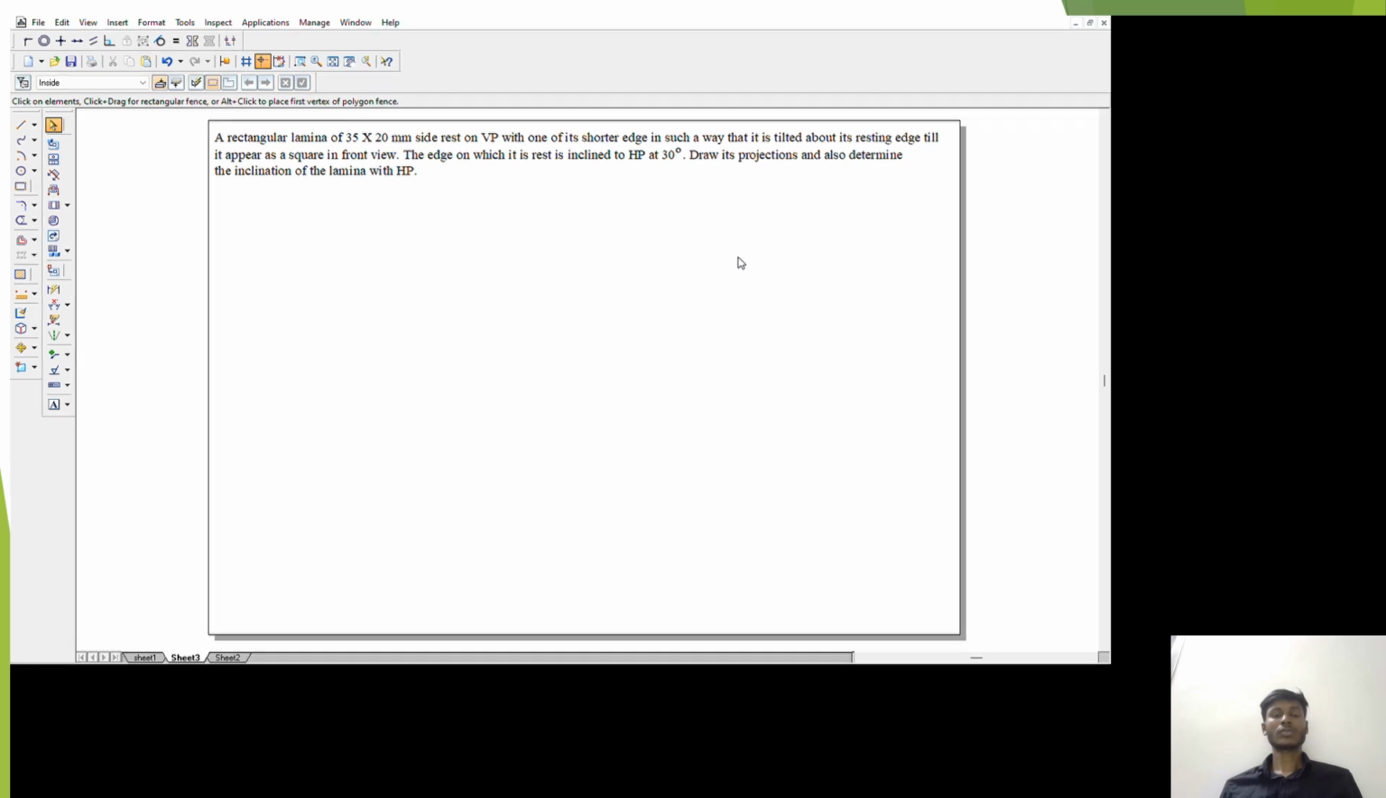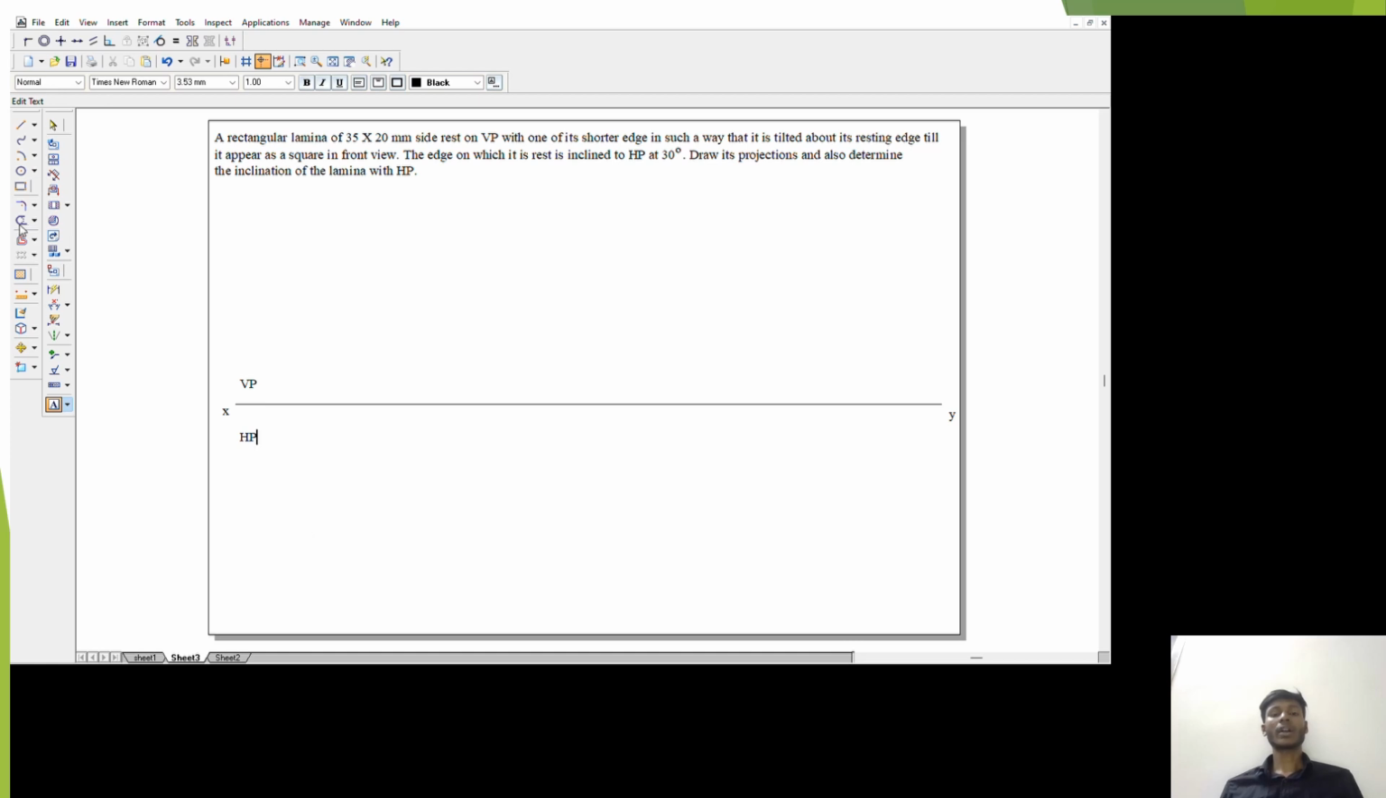Hi friends, today we are going to discuss a CAD problem. A rectangular lamina of 35 by 20 mm side rests on VP with one of its shorter edges in such a way that it is tilted about its resting edge till it appears as a square in the front view. The edge on which it is resting is inclined to HP at 30 degrees. Draw its projection and also determine the inclination of the lamina with HP.